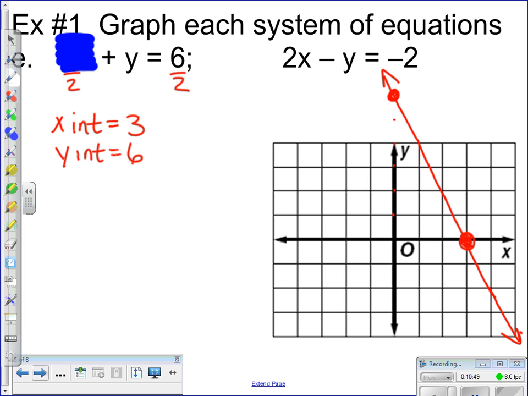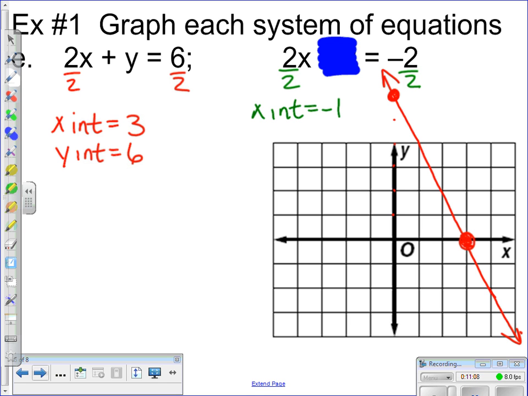Now for the second equation, this one is also in standard form. So first up, I discovered that 2x equals negative 2. Divide by 2, I'll get an x-intercept of negative 1. Now if I move my little blob over, I'll discover that negative y equals 2. So if I divide by negative 1 to cancel out the negative sign, I'll get a y-intercept that's equal to negative 2.